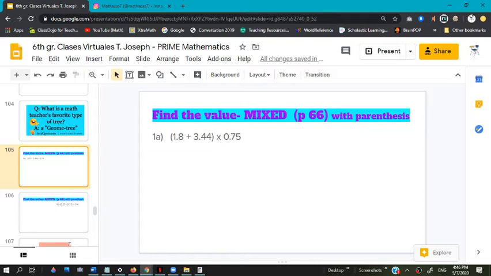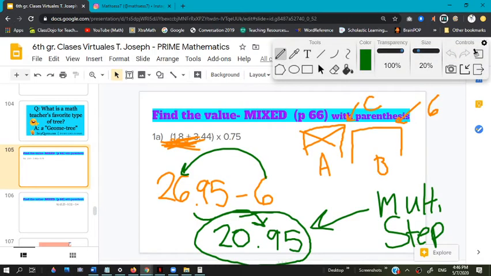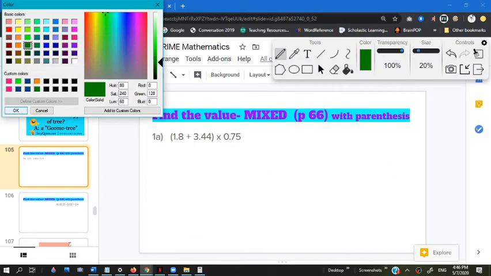Okay. Let's go to page 66 where we're introduced to parentheses. Now this is going to be a little bit more complex, but all we got to do is just remember to do the parentheses first before we do the multiplication and division and before we do the addition and subtraction. Okay? So let's do that. Let's do this problem. Let's erase that.